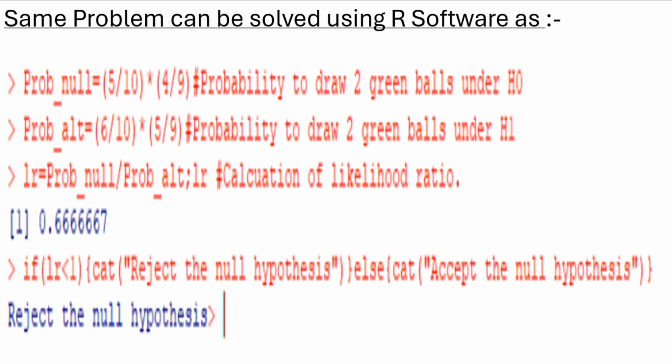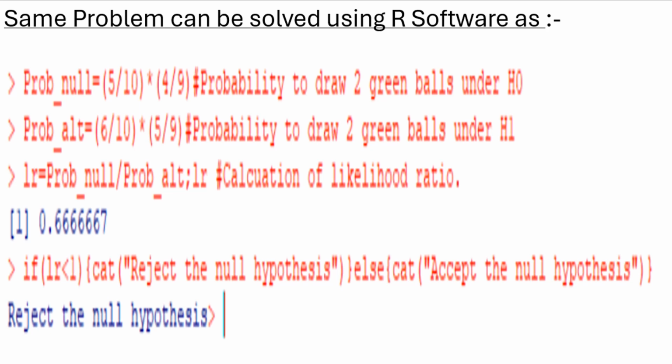Similarly, we define the probability to draw 2 green balls under H1 as prob underscore alt, which is equal to 6 by 10 into 5 by 9. After having defined these two probabilities, we define the likelihood ratio as prob underscore null upon prob underscore alt, and we also put again a comment to show what it actually means. So it is the process of calculating the likelihood ratio. And as soon as we press the enter button, we get this output which is in blue color. So it is 0.666667, which is the same we got after performing this calculation manually.